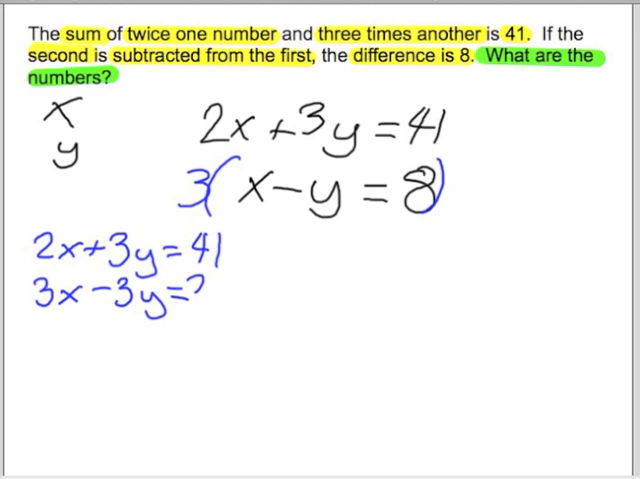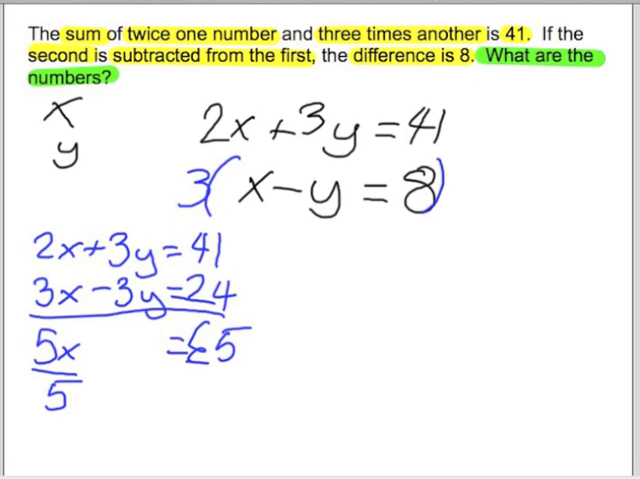equals 24. Our goal here is so that when we add our two equations together, we can cancel out one of our variables. If we add these together, 2x plus 3x is 5x, 3y minus 3y is 0, and 41 plus 24 is 65. Now, if we divide both sides by 5, we find that x is equal to 13.